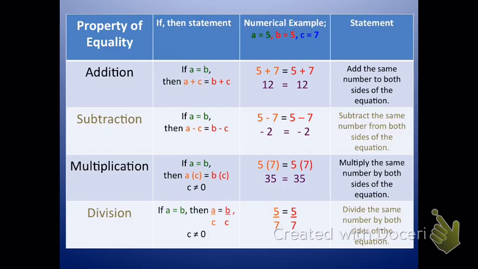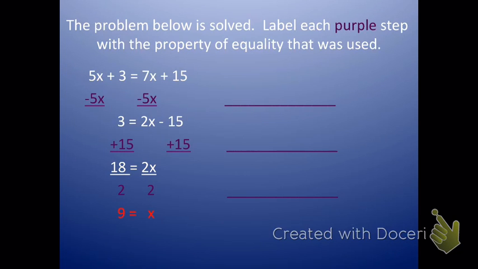Now that you have copied that chart down, let's look at an example and see what it means to use these properties of equality. In our example, it says the problem below is solved. Label each purple step with the property of equality that was used. Our problem is 5x plus 3 equals 7x plus 15.